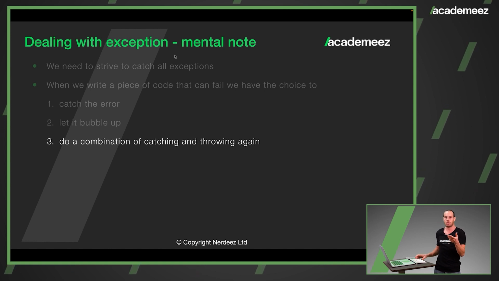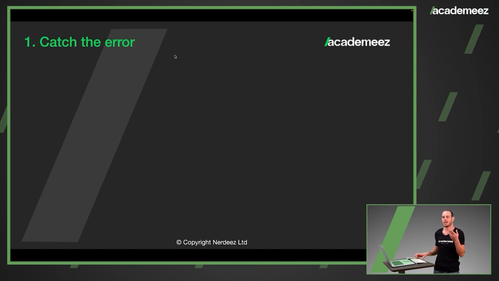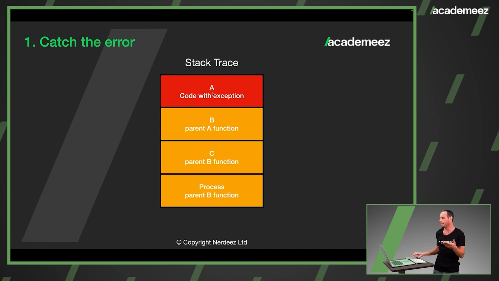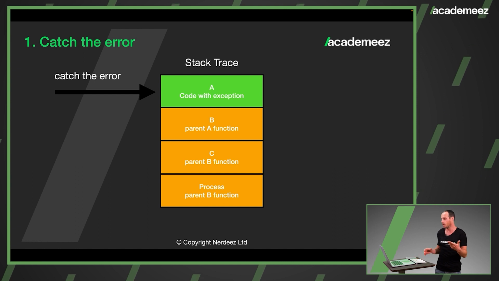And let's talk about those ways in a more graphical way. So the first option you had is you can catch the error. This means when you have a line of code that might have an exception, you wrap it in a try and catch, so you catch that error, and then you're good to go. You're dealing with that error.